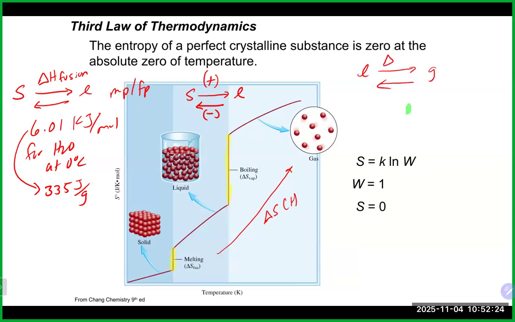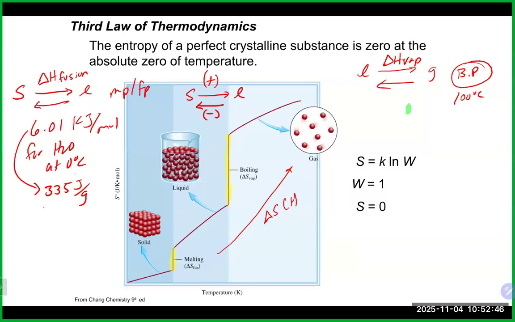Same thing happens as you go from liquid to gas, or gas back to liquid. That is the delta H of vaporization that occurs. And that occurs at the normal boiling point of a substance. Same idea exactly: at the boiling point, you have both phases in equilibrium with each other, and not until you get a little bit higher do you see the full transition. So for water, that's 100 degrees Celsius.